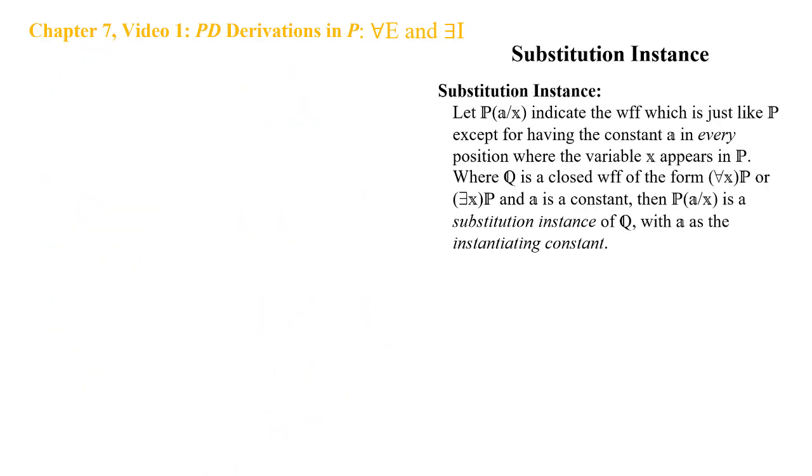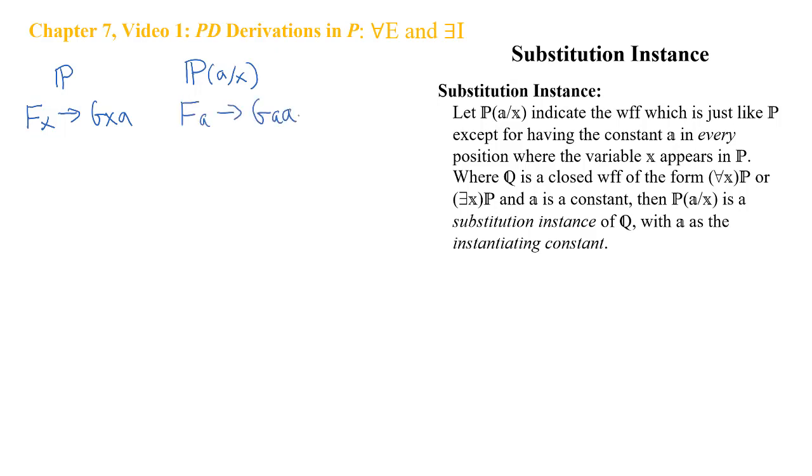Before we get started, a quick point about some notation and the concept of a substitution instance. Suppose we have some formula P that looks like this. Then the notation P with A for X just indicates the exact same formula, but anywhere X appears in the original, we replace it with the constant A. For instance, given our example P on the left there, if we replace all instances of X with the constant A, we get the following.